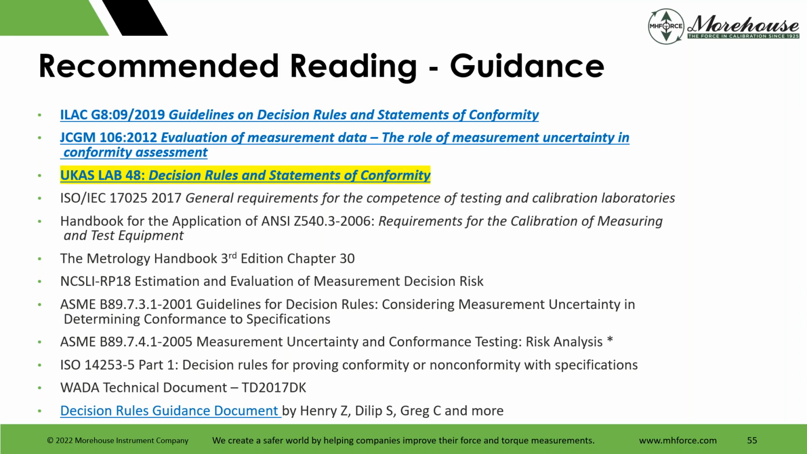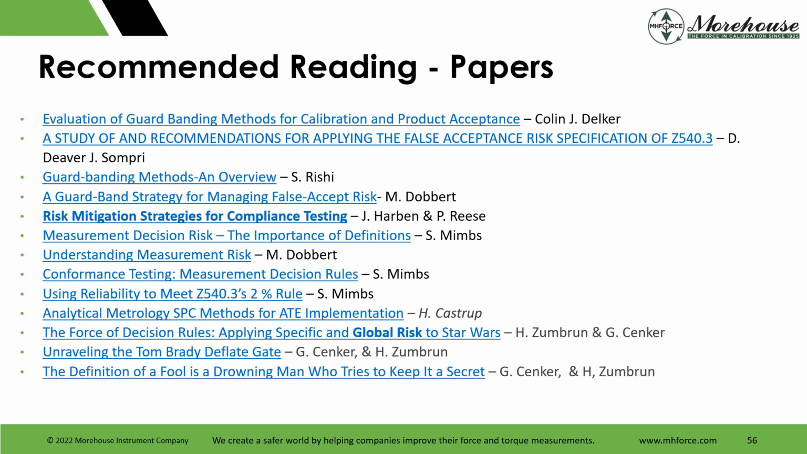There's other recommended reading. Here we have UKAS LAB, Decision Rules and Statements of Conformity, highlighted. I really like that document. I think it does a great job. These other documents like JCGM 106 are a bit difficult to deal with. If you haven't picked it up, the Metrology Handbook 3rd edition, Chapter 30 specifically, you can go look at that. That's more on bench level risk or specific risk, talks a lot about simple acceptance. And there's all these other documents down there. Some cost, some are free.